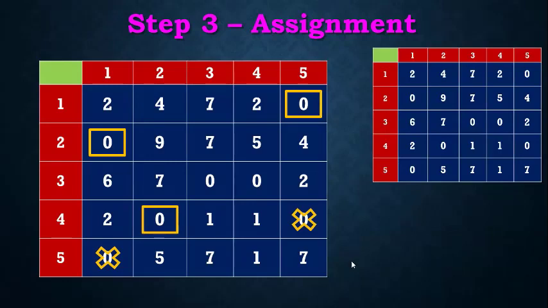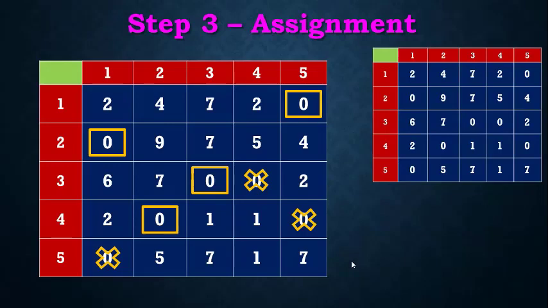So once the rows are completed, we start with the columns. First column already assigned, second column already assigned, so in the third column the single 0 we are going to assign, and the corresponding row zeros are cancelled, so the corresponding 0 is cancelled. Fourth column has no zeros, fifth column already assigned.